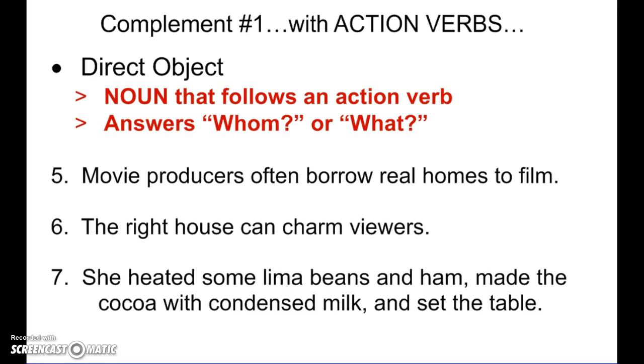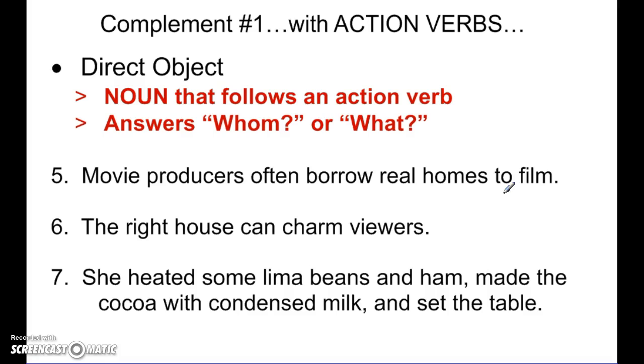More often though, we're going to find action verbs that go with complements. And so the first complement we're going to look for is a direct object. Movie producers often borrow real homes to film. So we look first for any prepositions or prepositional phrases. And I do see the word to here. And when I see the word to, little bells should be going off in my head because I have to stop and think a little bit.